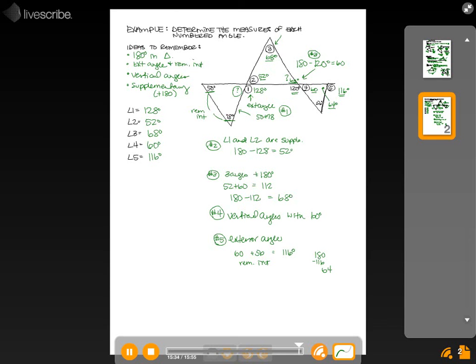But remember these ideas, and if you have to go back and look at them again, do that in your notes. Remember the ideas of vertical angles and supplementary, and then the two ideas we learned today: 180 degrees in a triangle, and the exterior angle equals the sum of the two remote interior angles. So if you have any questions, again, either rewatch the video or bring them to class next time.